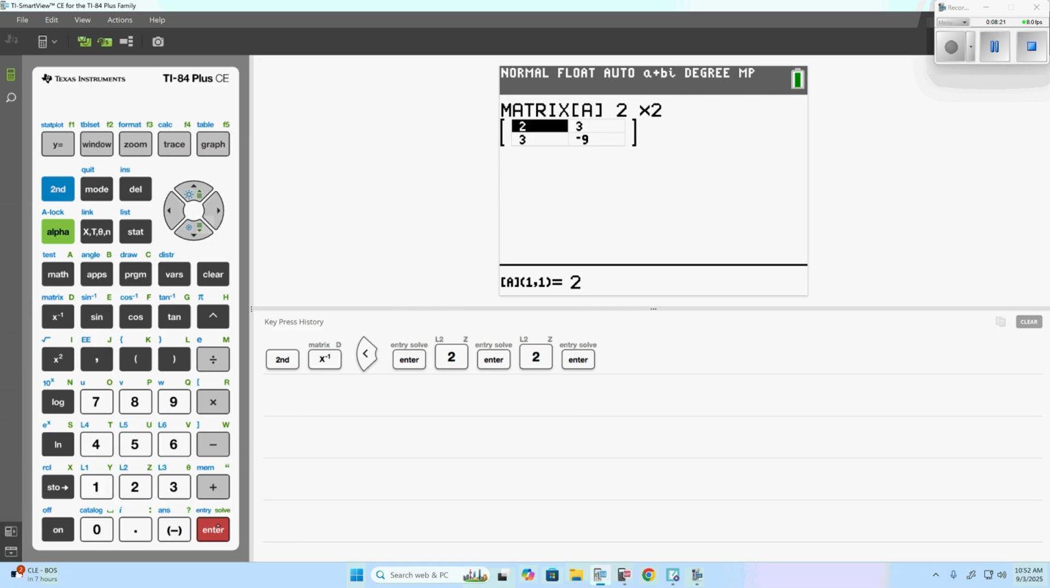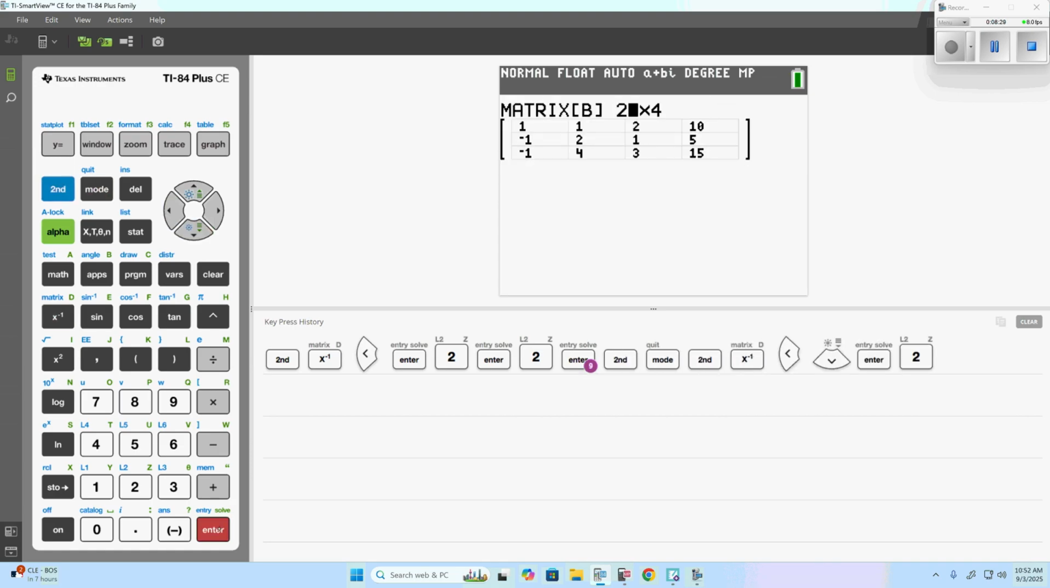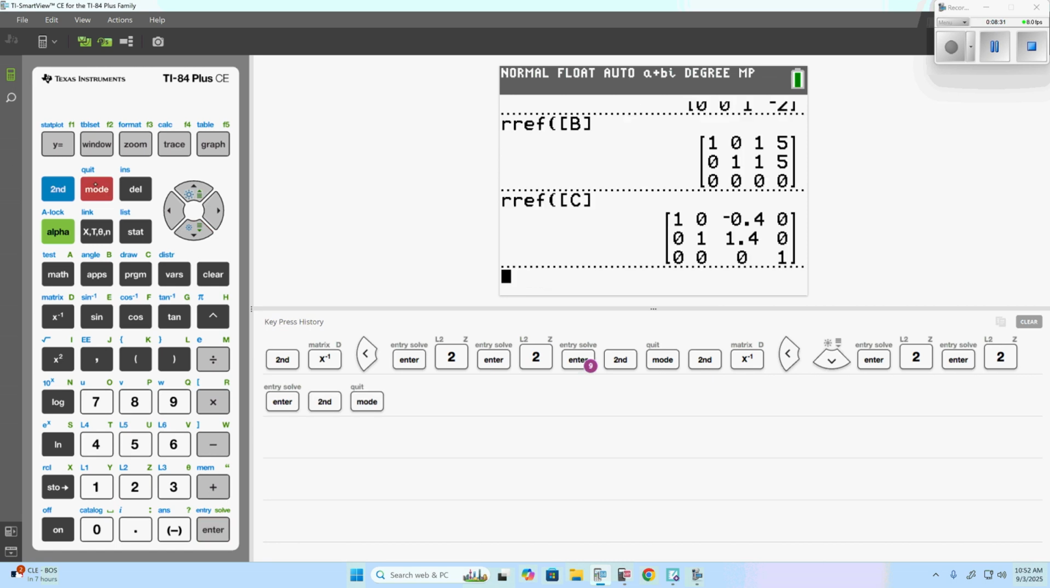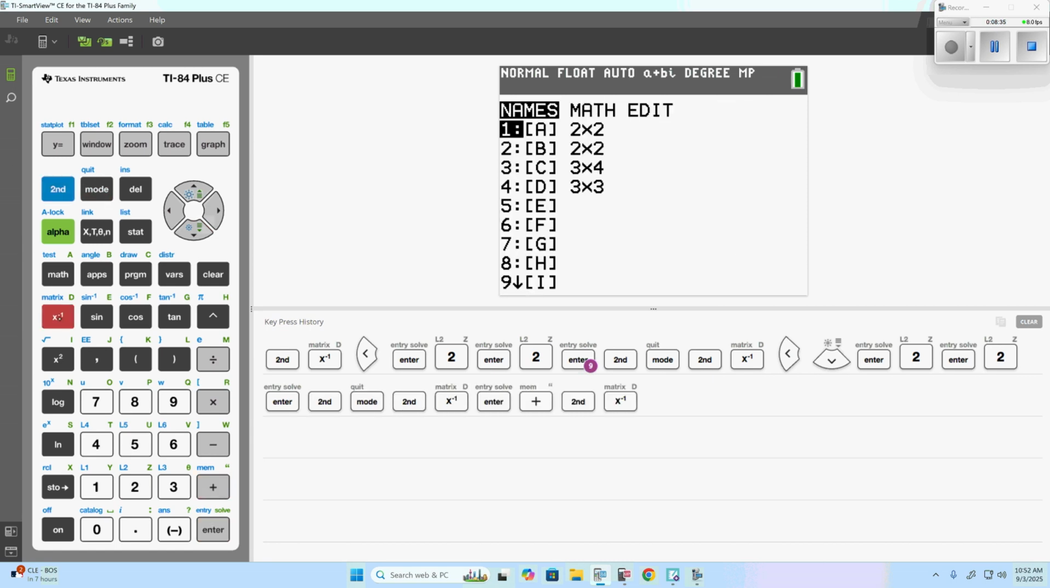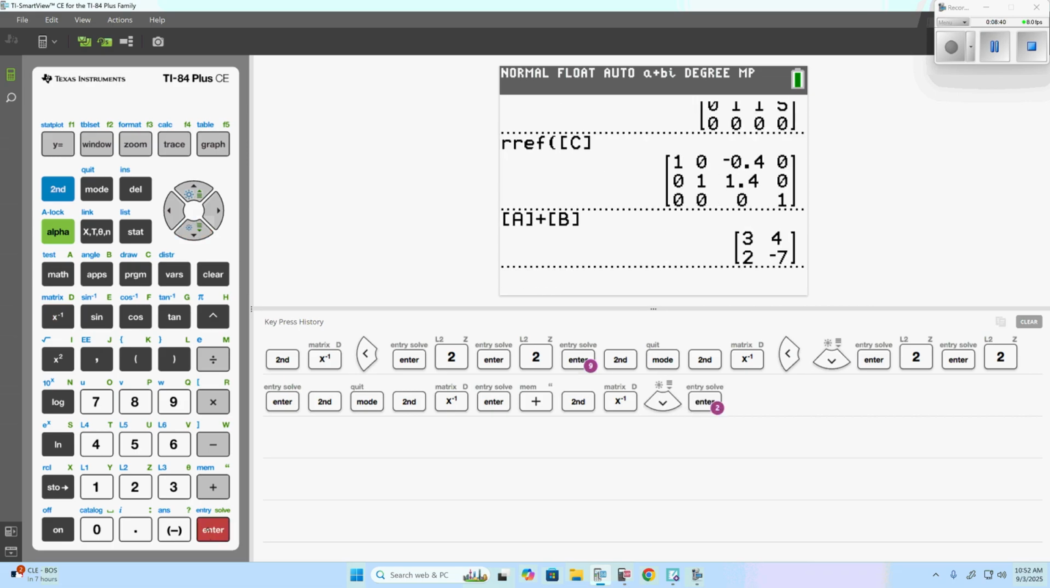So the first one's a 2 by 2, and we'll just leave it there. Second matrix, we'll make it also a 2 by 2. And we can say second matrix A plus second matrix. All we're doing is defining the two matrices and recalling them like we did for our REF. A plus B.